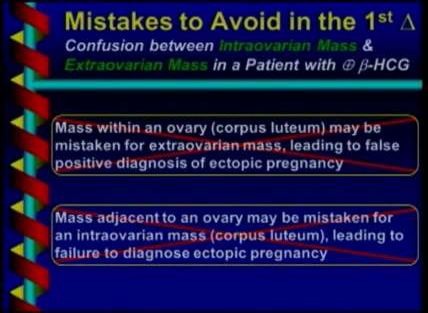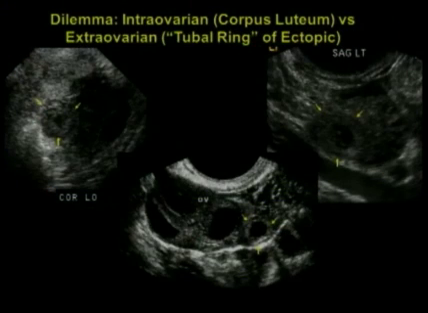If there's a patient with a positive pregnancy test and a mass in the ovary, it's almost certain to be a corpus luteum, but it could be mistaken for an extraovarian mass, which would lead to the false positive diagnosis of ectopic pregnancy. The flip side, the other error that could be made, is that a mass adjacent to an ovary may be mistaken for an intraovarian mass, or a corpus luteum, which would lead to failure to diagnose ectopic pregnancy.